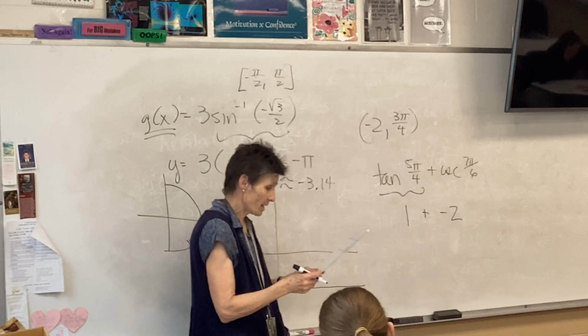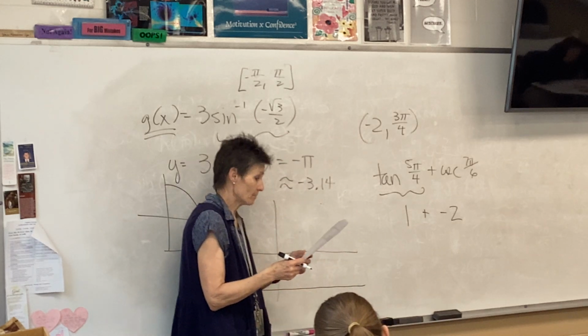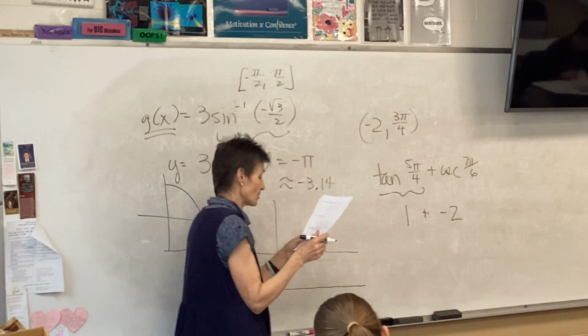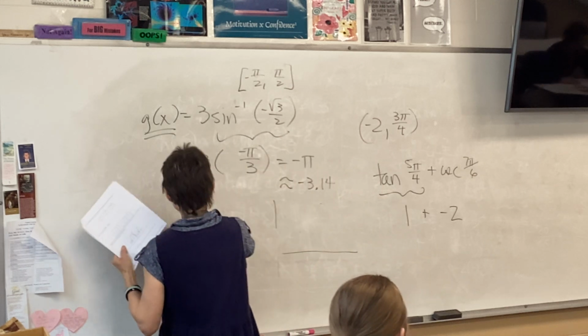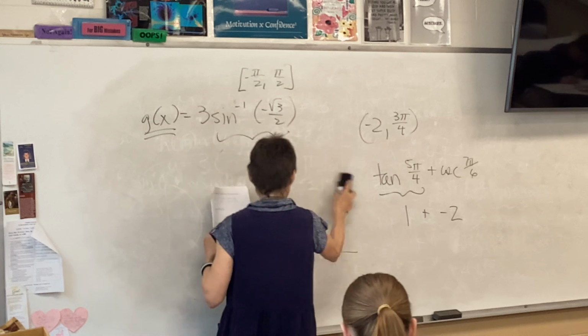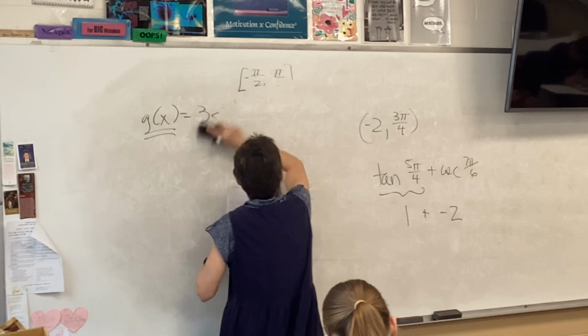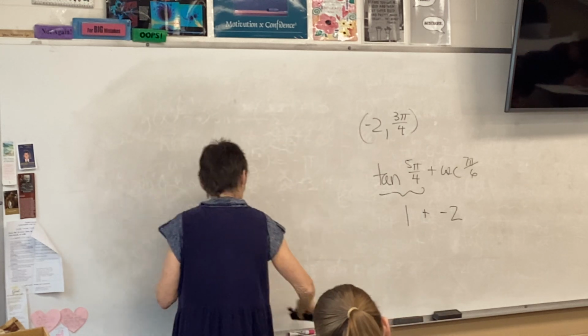All right, J. The function, okay, so I've got a table value given, and this is some kind of sine function with a period of 2 pi.